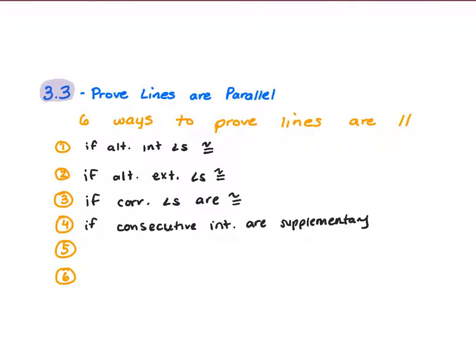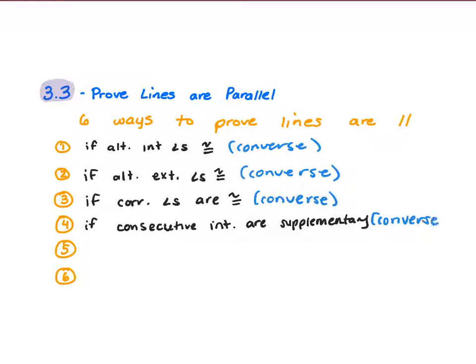And these are all the converses. So we would say the same name as before, like alternate interior angle theorem converse, alternate exterior angle theorem converse, corresponding angle postulate converse, and consecutive interior angle theorem converse. So if you're proving information about the angles, it's the original one. If you're proving the lines are parallel, it's the converse.